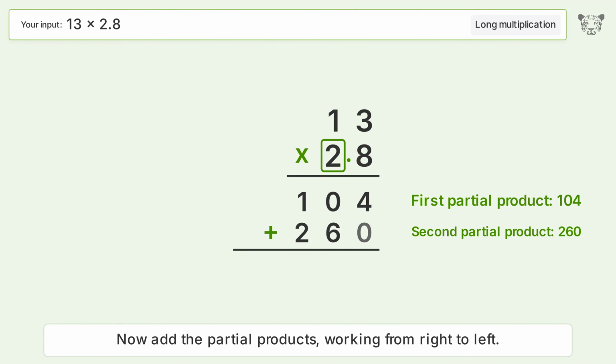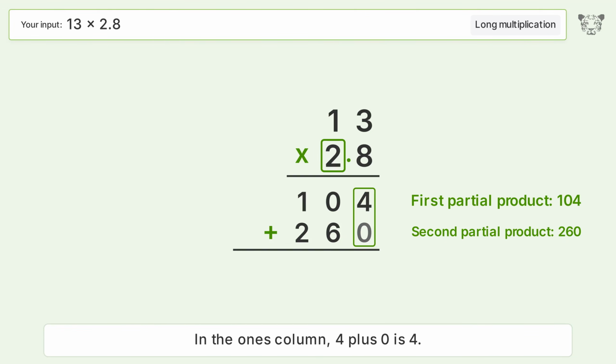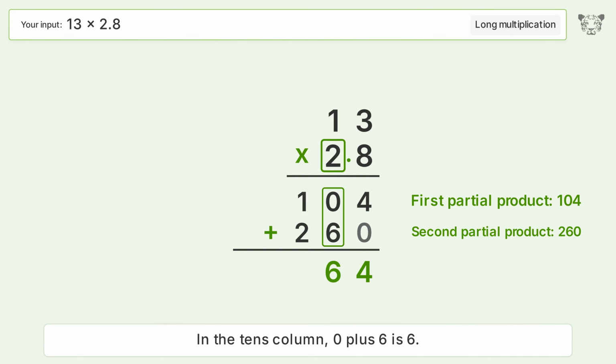Now add the partial products, working from right to left. In the ones column, 4 plus 0 is 4. In the tens column, 0 plus 6 is 6. In the hundreds column, 1 plus 2 is 3. The whole number product is 364.